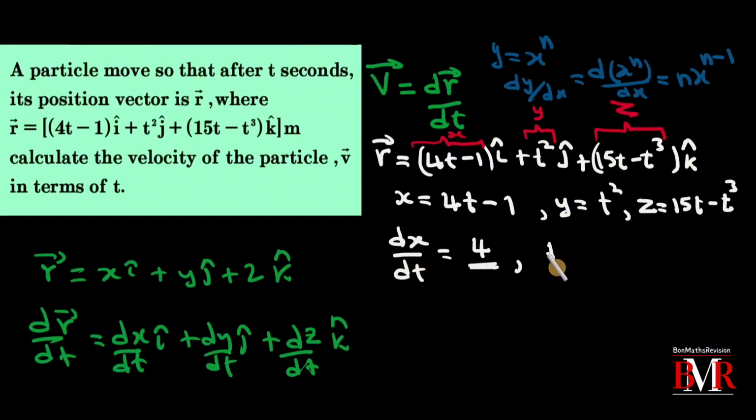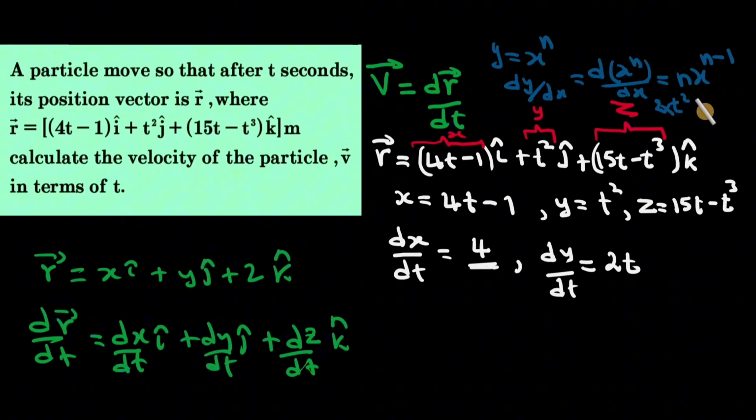Now the differentiation of y with respect to t is equal to 2t. Why is it 2t? Comparing t squared to this formula, now my n is 2. So I'm going to take n, which is 2, times t to the power n minus 1. That's 2 minus 1, which gives 2t to the power 1, because 2 minus 1 is 1 and t to the power 1 is t. So that is why I'm having 2t.